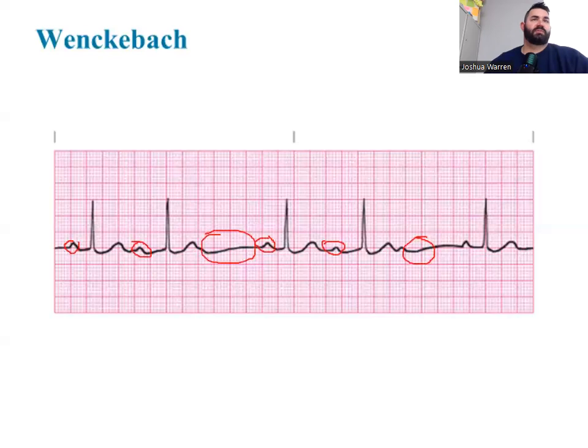You can do the 6-second strip to get your initial rate, rhythm, quality, but if you've got something funky going on, you need to run probably a 12-second strip, then run a 12 lead to get all that view from all these angles. Do you see where it's longer, longer, drop? And then we have the Wenckebach.